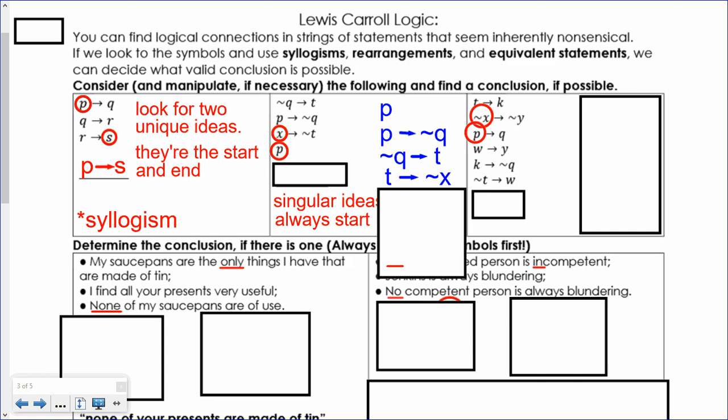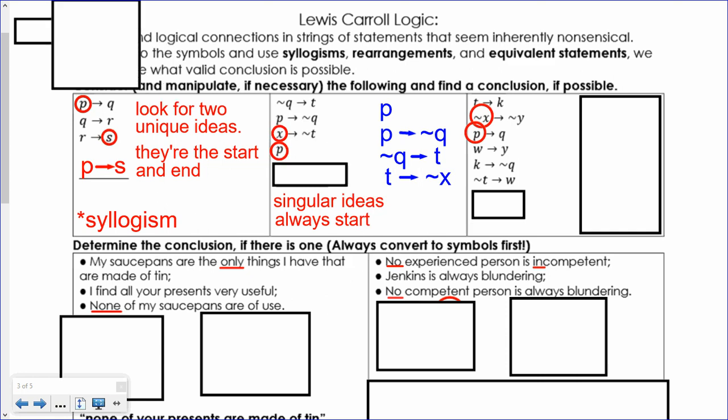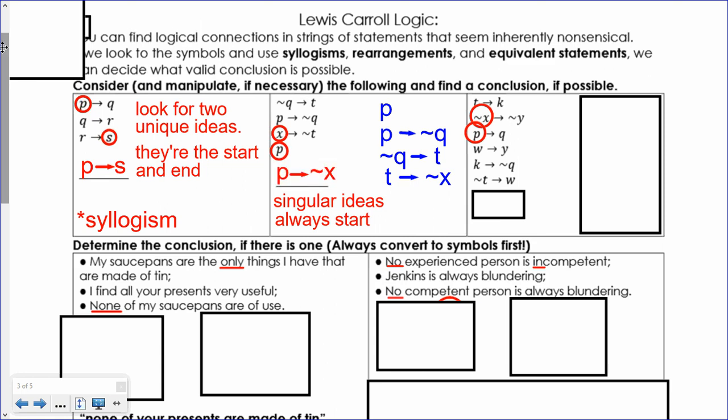So do you guys see that cascading kind of pattern for the syllogism? It starts with what the previous line ended with. So now once you have it written correctly, what's my conclusion? Yep. P arrow. So you take the first idea and the last idea and you link them together.